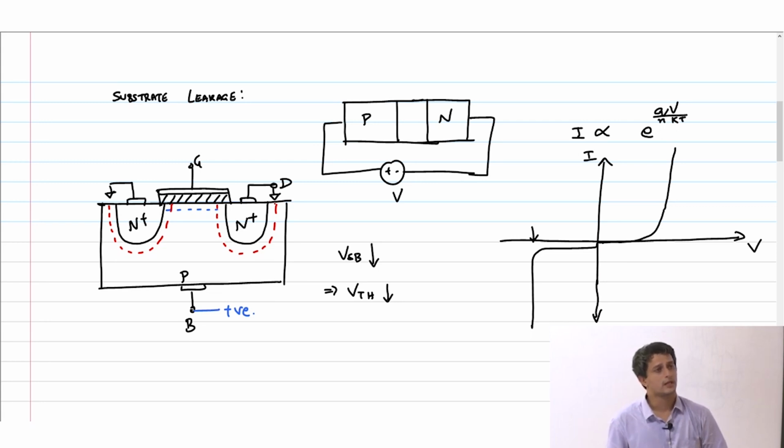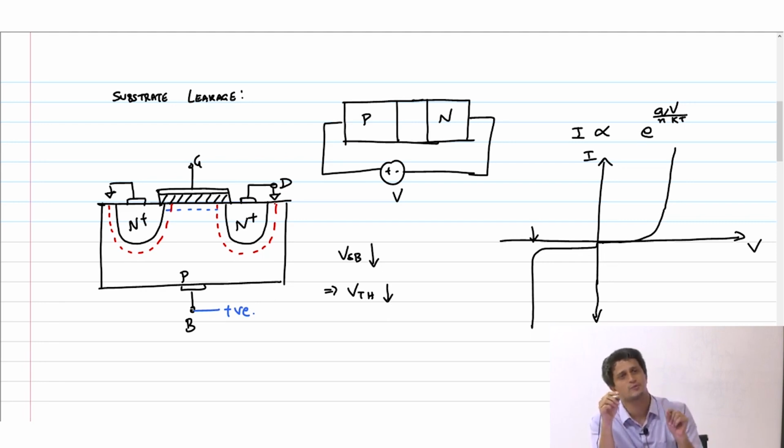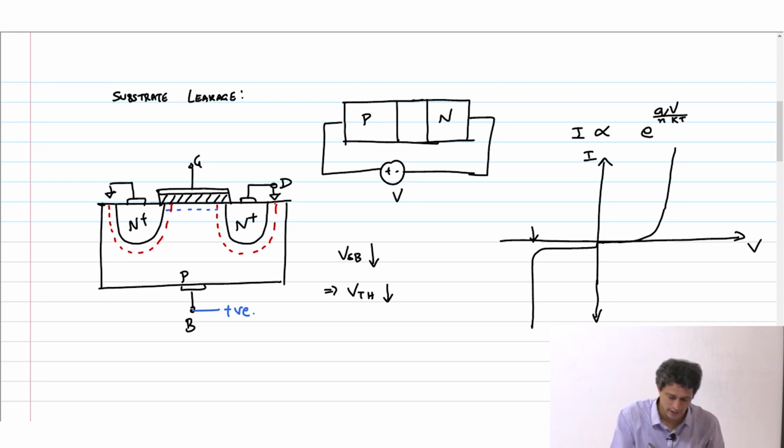So what you see is both the source and drain junctions, they are going to form PN junctions with the substrate, right? So there is one PN junction here, another PN junction here, and by connecting the body to a positive voltage, you are forward biasing that junction. What does forward biasing the junction mean? It means there is an exponential increase in current as shown here in this curve, okay?